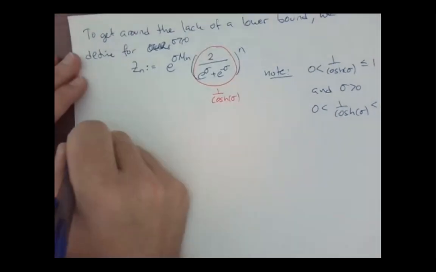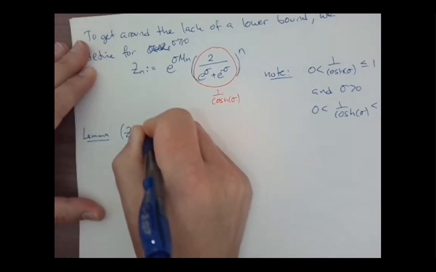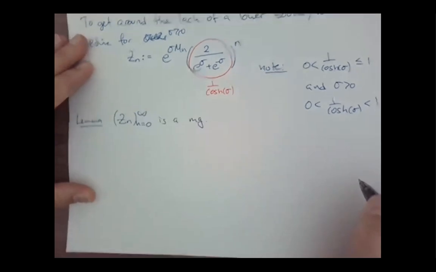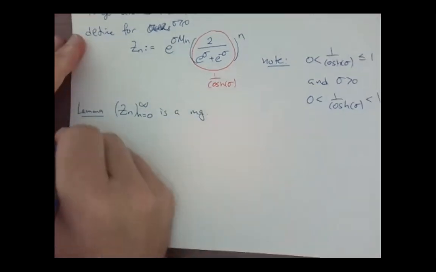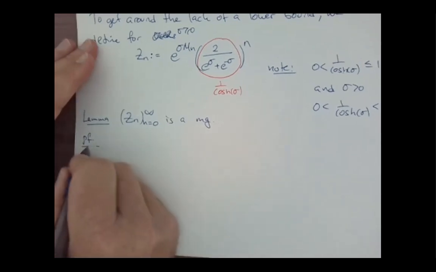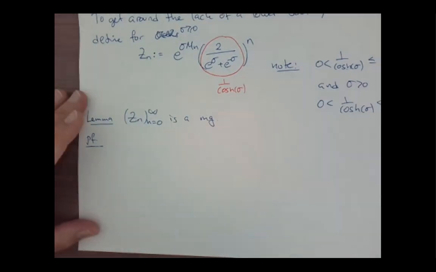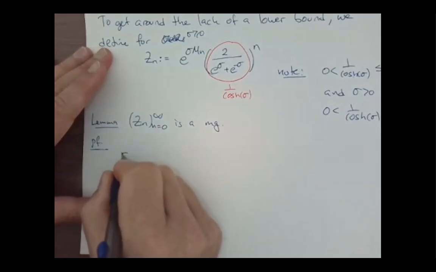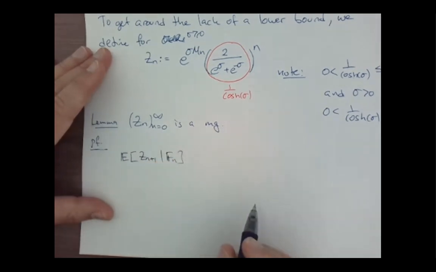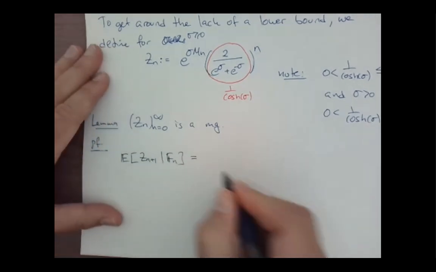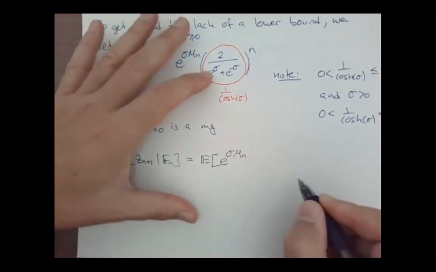So the claim, or the little lemma, is that Cn is a martingale. And the proof is not bad. It's something that we could already have done, very similar to the proof we had that M was a martingale. We will just take a look at the conditional expectation of Cn plus 1 given Fn. And so what we do is we plug it in: e to the sigma Mn, and the cosh.